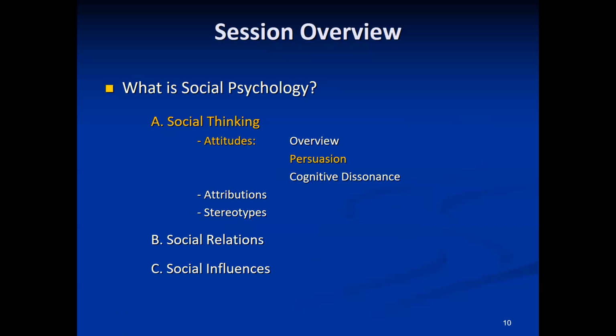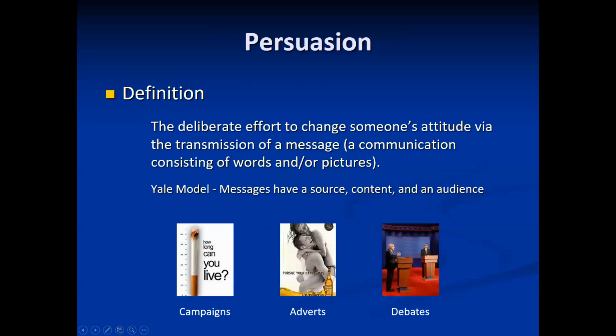A second topic related to attitudes is the topic of persuasion. Persuasion is the deliberate effort to change someone's attitude via the transmission of a message. That is, changing someone's mind using words or pictures. Messages can take on many forms. Examples of persuasive messages include adverts, health campaigns, speeches, and political arguments.